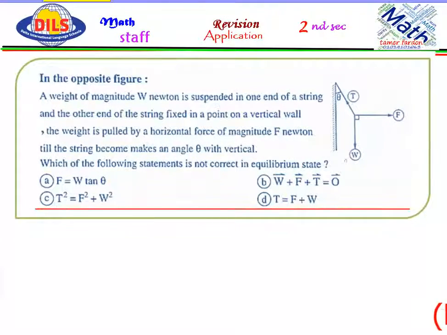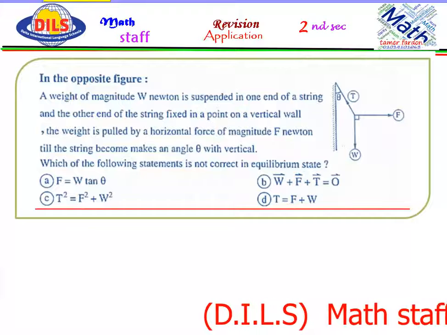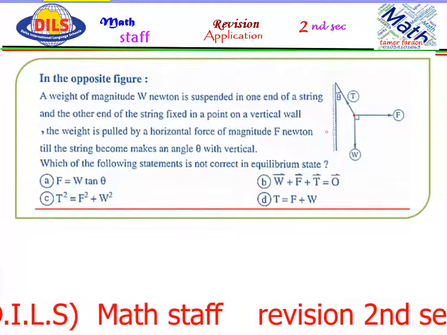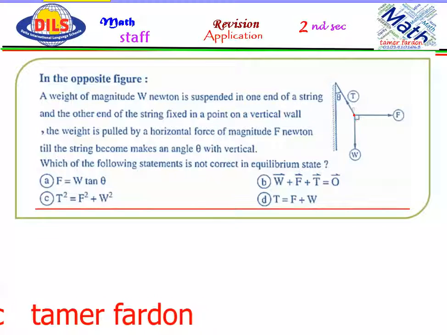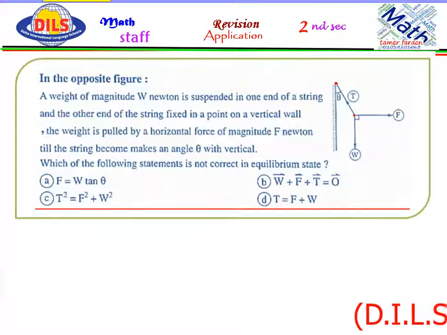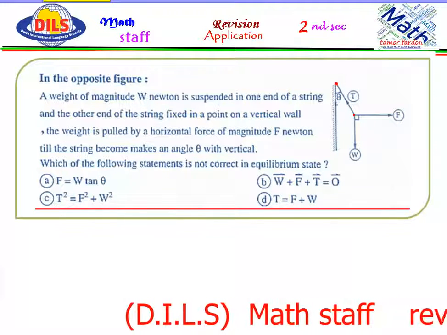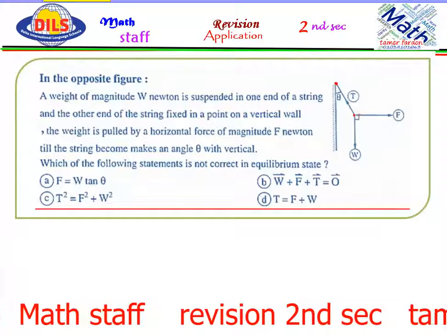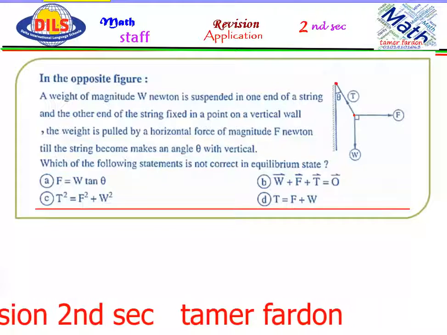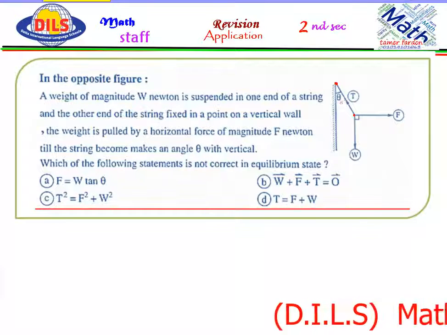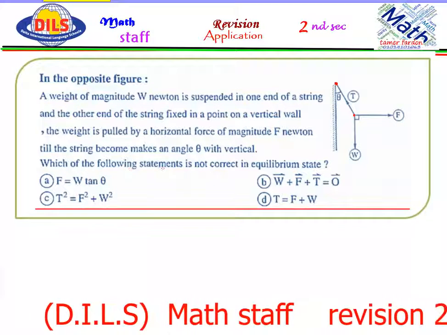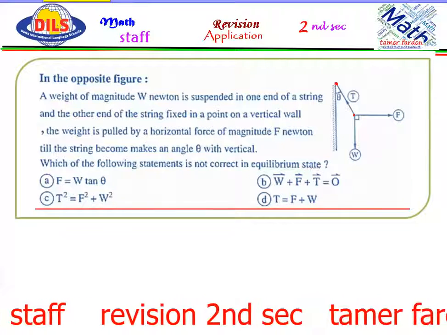The next, in the opposite figure, a weight of magnitude W Newton is suspended in one end of a string, and the other end of the string is fixed in a point on a vertical wall. The weight is pulled by a horizontal force of magnitude F Newton till the string makes an angle of measure theta with the vertical. Which of the following statements is not correct in equilibrium state?